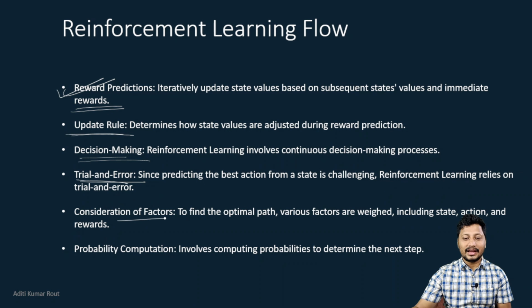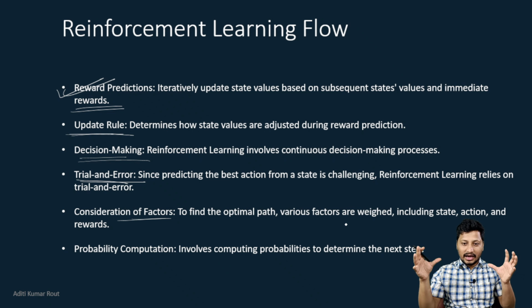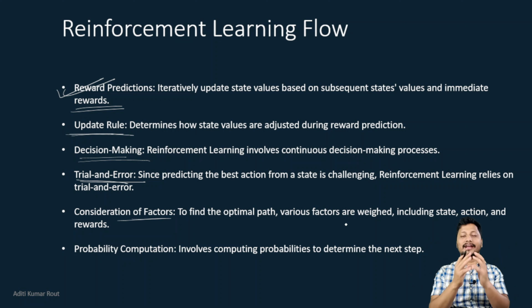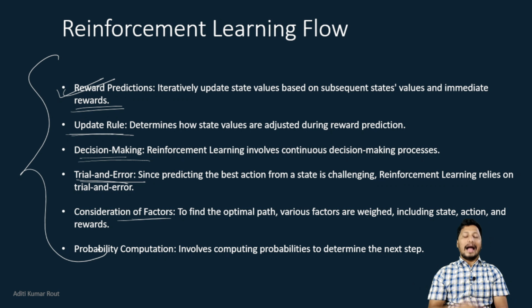Consideration of the factors to find the optimal path: various factors are weighted, including states, actions and rewards, right? All these factors will accumulate to take action. The last point is probability computation, which involves computing the probability to determine the next steps. Basically, all the predictions and factors are stochastic, random in nature. It works on probabilistic computation. These are the main actions or tasks happening during the reinforcement learning flow.